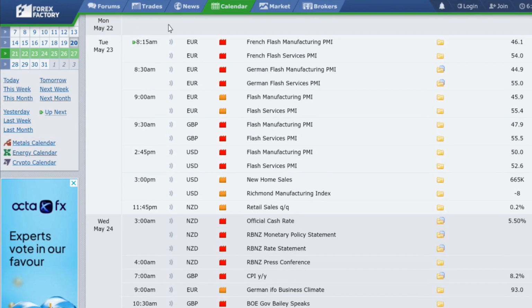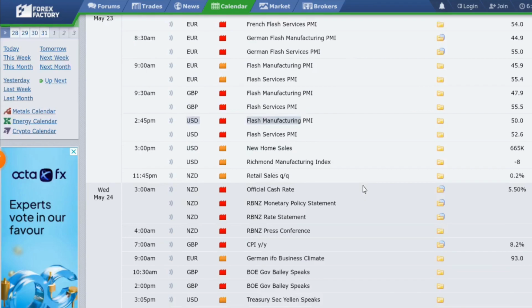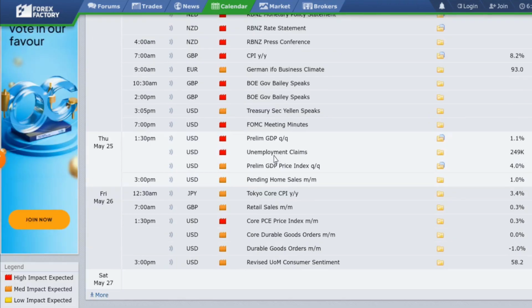On Monday we don't have much on the fundamentals. On Tuesday we have the French flash manufacturing PMI, the German flash manufacturing PMI, and also the flash manufacturing PMI from the GBP and from the US dollar. So next week I think we have fundamentals that will move the market.